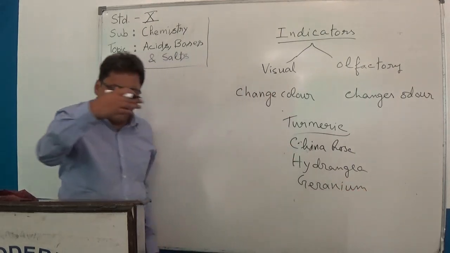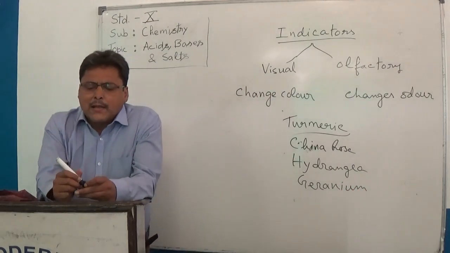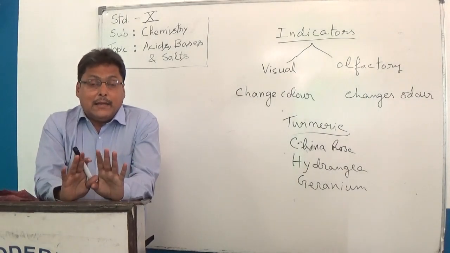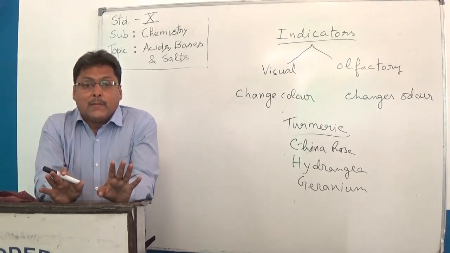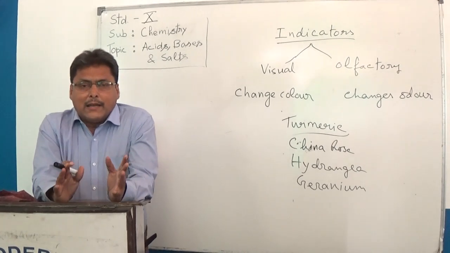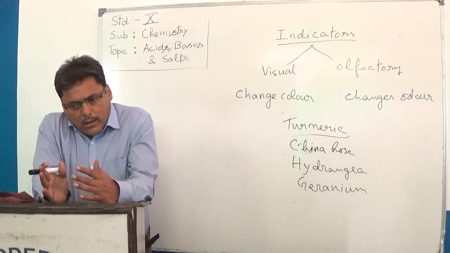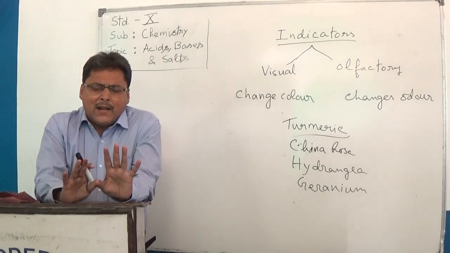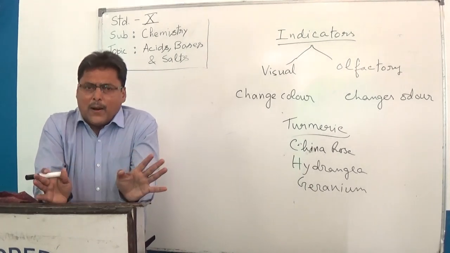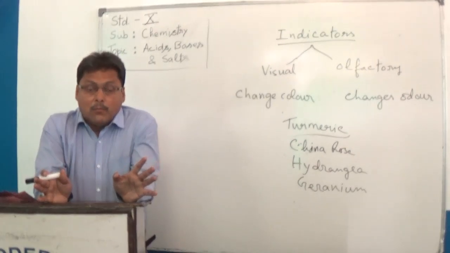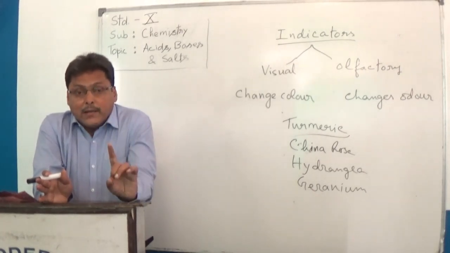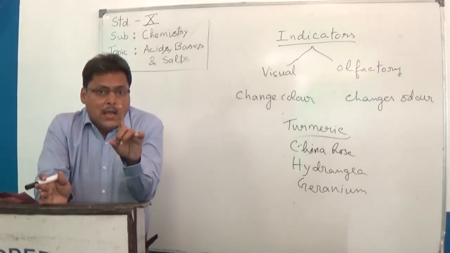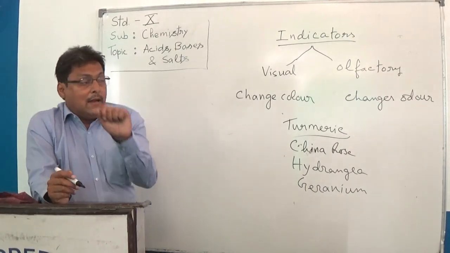These are some of the colorful petals of flowers that also are natural visual indicators. But again, they are not very dependable, because they tell you whether it is an acid or whether it is a base, but never both separately. Most important, most dependable, most visual natural indicator is litmus.